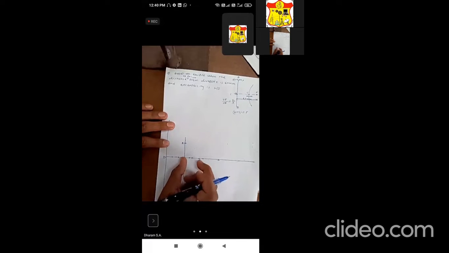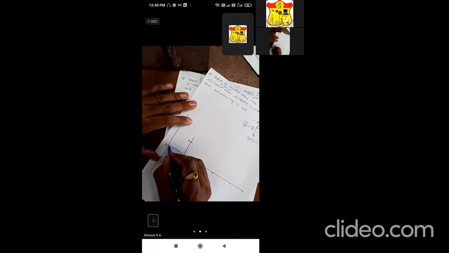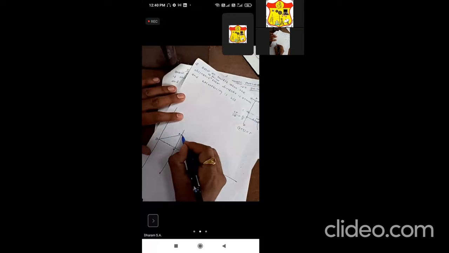We have taken this distance and marked a curve. It is cutting this vertical line here, so this is point A. Now join D to A, and extend this line ahead.